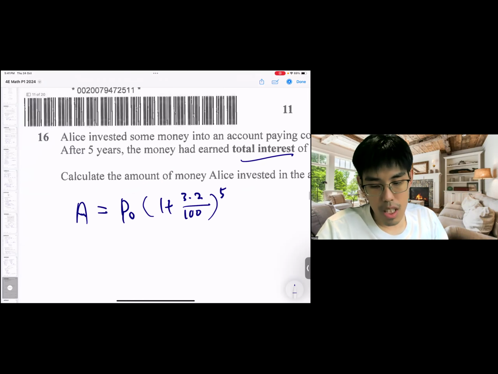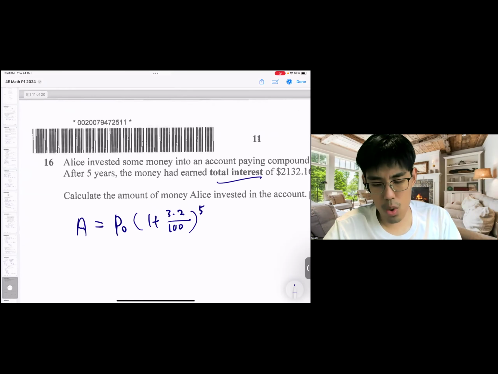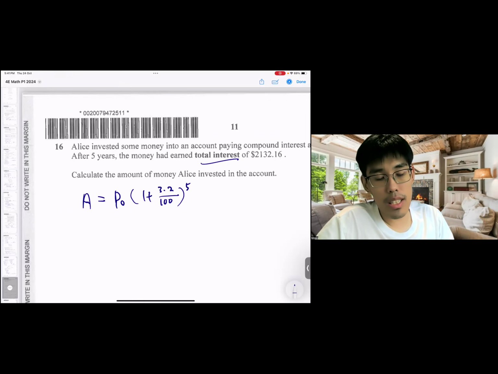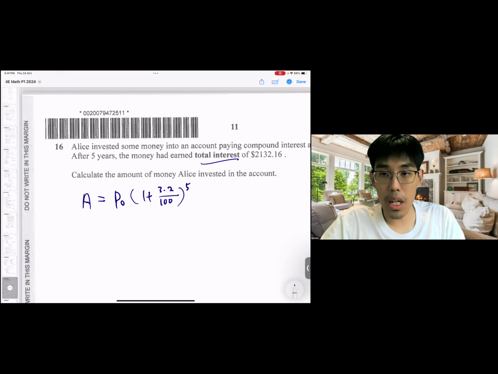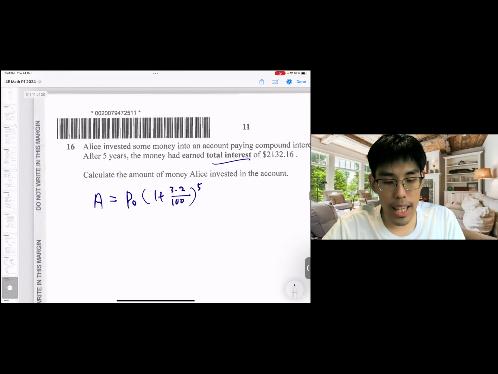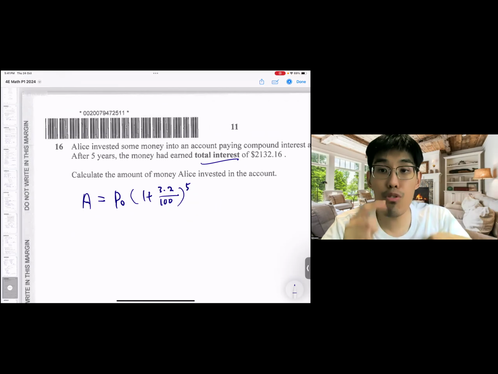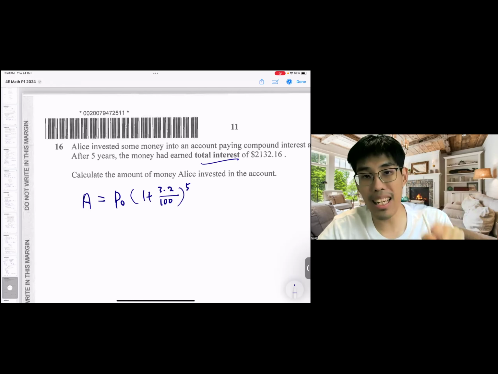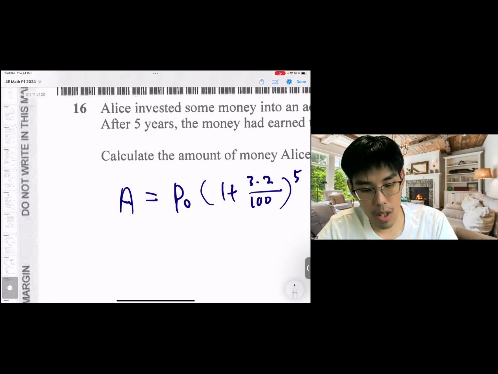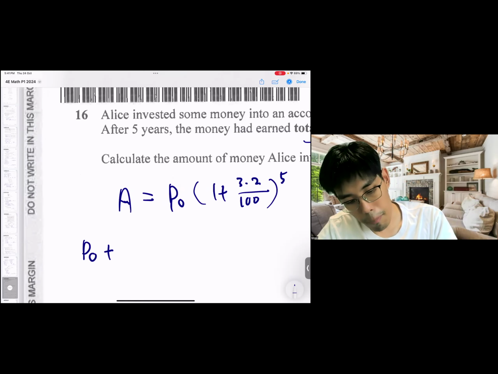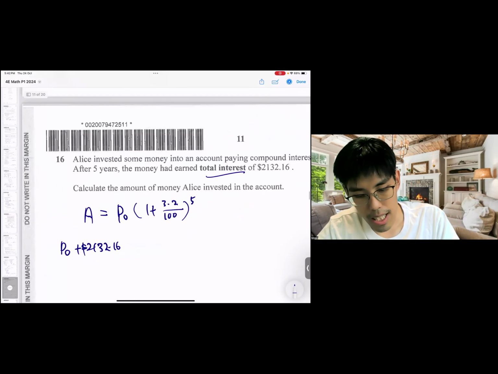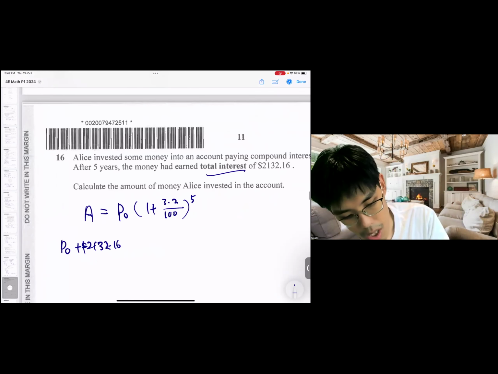Okay. The total interest is 2132.6. So technically, there's not enough information here. But what we can do is rewrite the amount into P, the principal amount, plus 2132.6. Then we solve from there. So P plus 2132.6 is equals to the amount here.